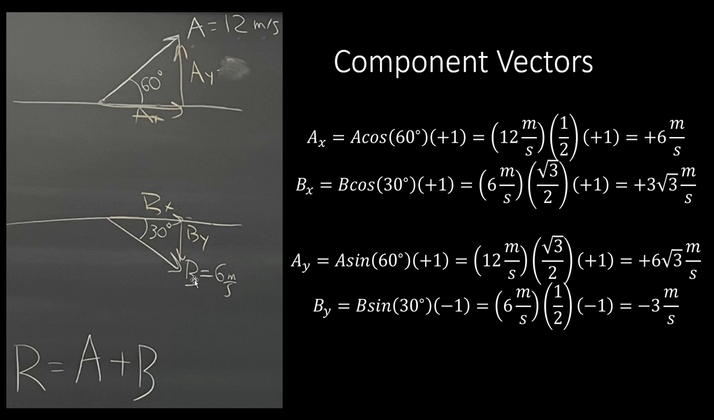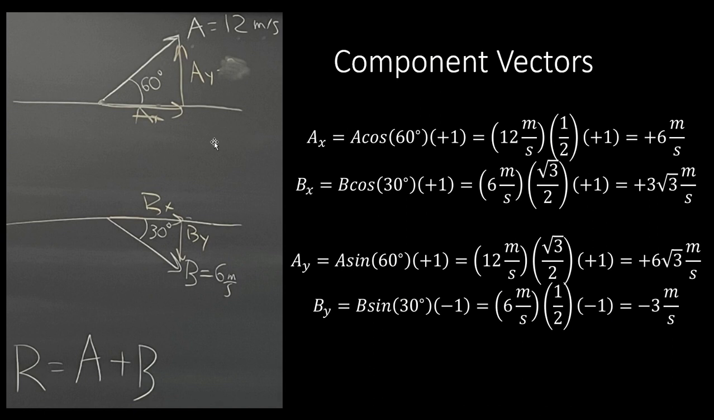Now let's look at vector B. Its x component would be pointed to the right, and to calculate its value, we would take B times cosine of 30 degrees due to this angle, times positive 1 because the x component is pointed to the right. 6 meters per second times cosine of 30 degrees, which is the same as square root of 3 over 2, multiplied by positive 1 would be positive 3 square root of 3 meters per second.